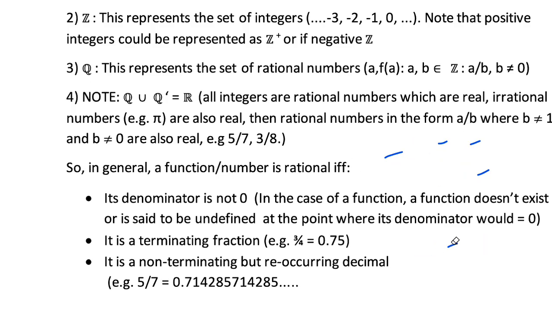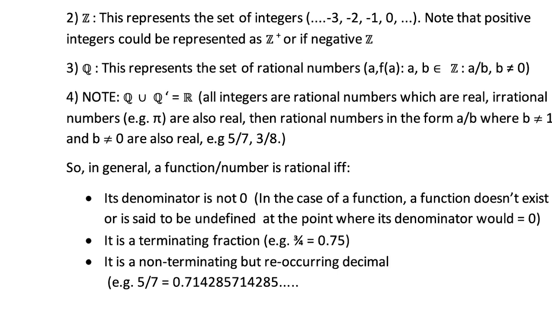The second point there is that it should be a terminating fraction, right? In the case of 3 over 4, we have 0.75, right? So it's going to terminate at some point. But even if it's not terminating, that's the third point, it should what? Reoccur. You can see a sequence that reoccurs.